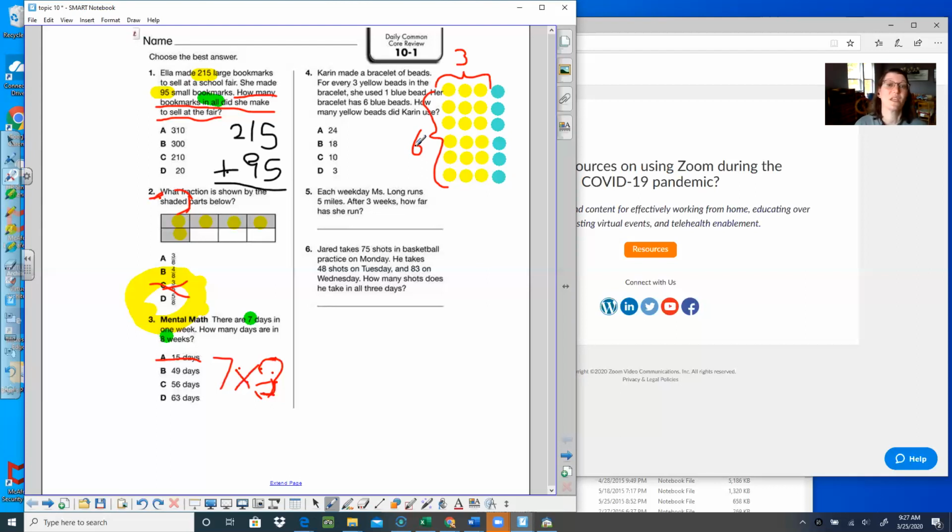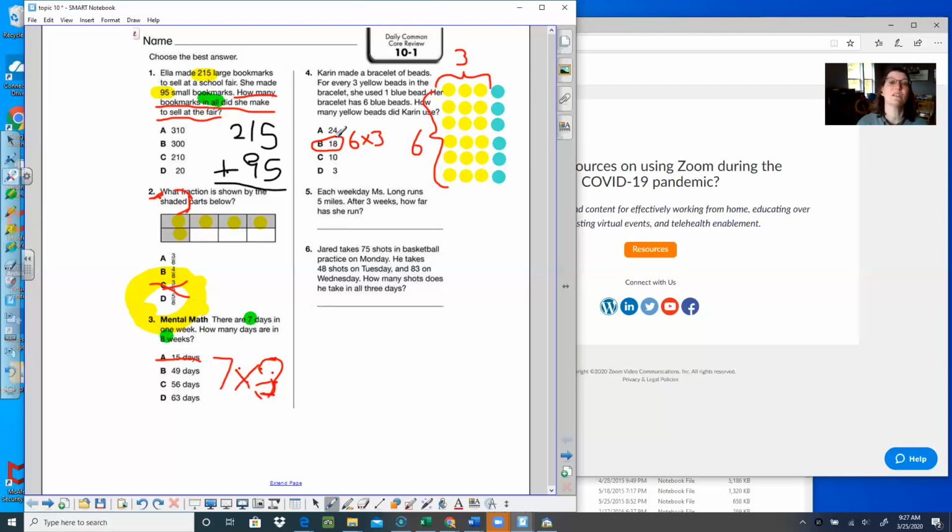Hopefully you're thinking multiplication. And so I'm going to write a multiplication equation in my spiral, and hopefully you are too. So 6 rows of 3. And I'm writing my answer. Hopefully you're writing your answer, and I'm hoping that you also came up with 18 as your answer. So I'm going to circle that. Okay, now our next one.